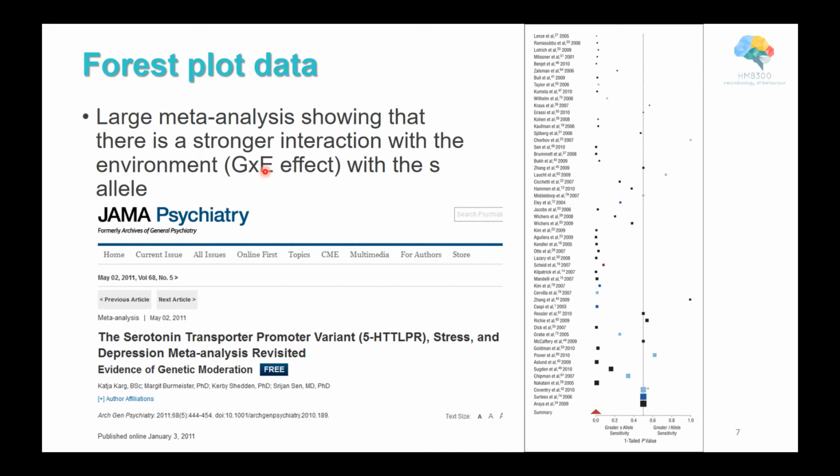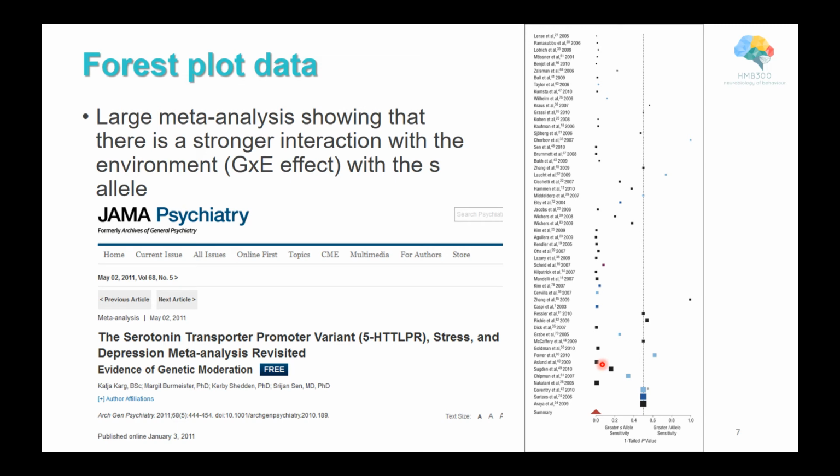So what this says, looking at many, many more thousands of individuals, and these are all the papers that they drew their information from, and what you should be looking at is this line here. This line says that if there's no difference, and this is the 2009 paper, if there's no difference between the S and the L allele, in fact, all the data should line up right here in the middle at 0.5.